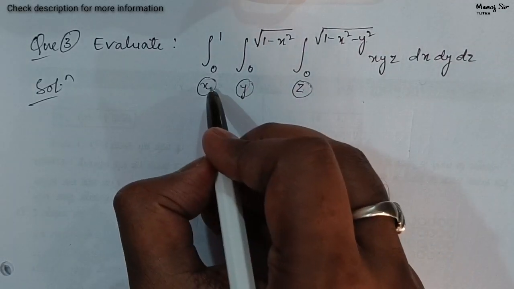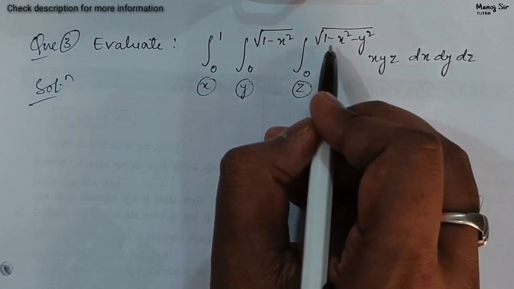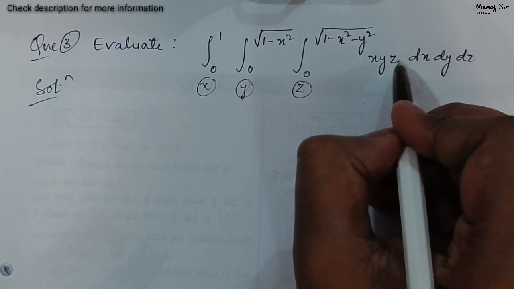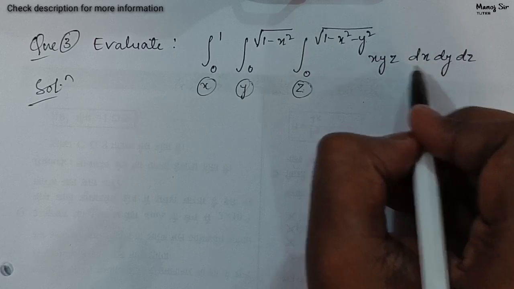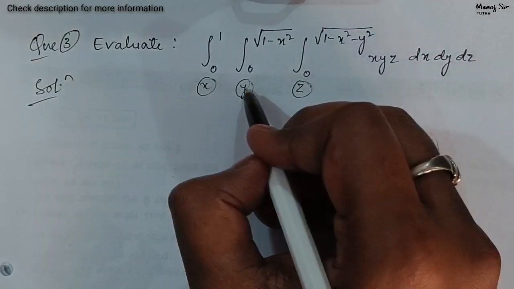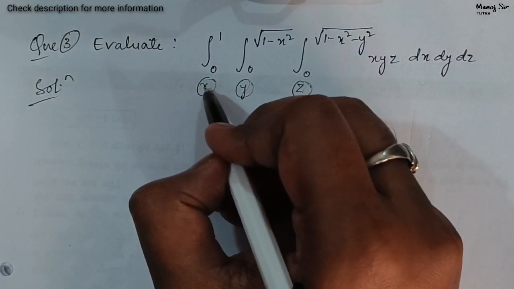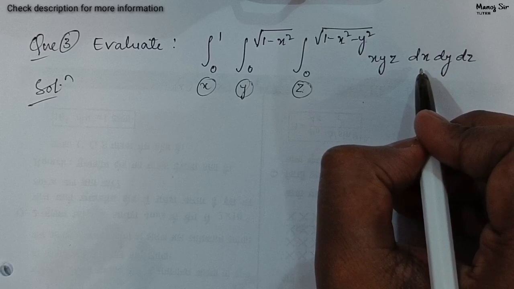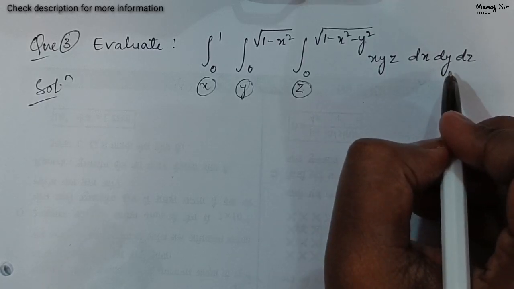So the x limits are constant, y is a function of x, and z is a function of x and y. Now here we have z, so we need to integrate this function with respect to z first, so this has to be dz. Then we have y, so the dy position is okay. Then we have x, so here we need to put dx. So the order would be dz, dy, dx. This has to be the order of integration.